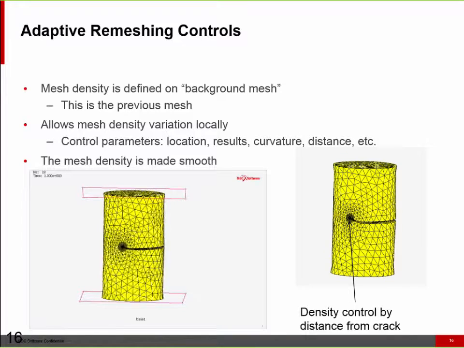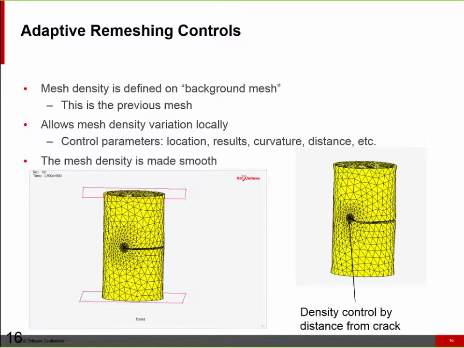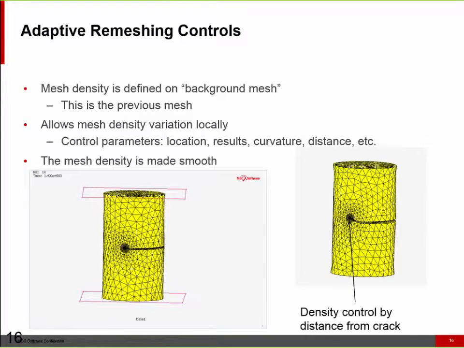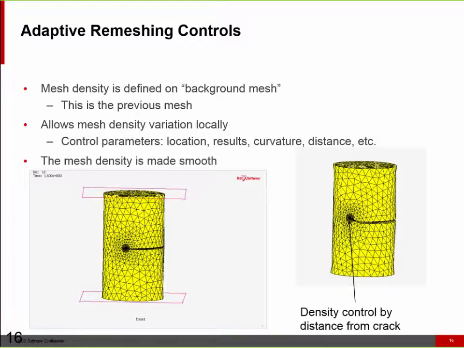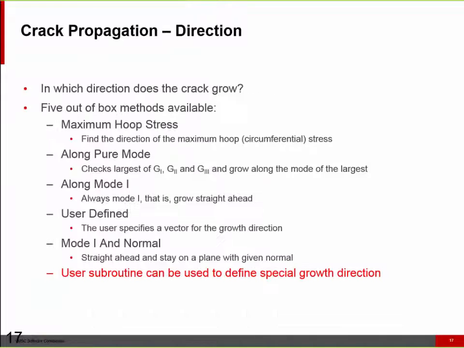For the new mesh, we can define a global mesh size and define some local mesh refinements based on different criteria. For example, we can create refined mesh near the crack tip, and we can have refined mesh for areas with high stress results. For crack propagation direction, Marc also provides 5 out-of-box methods. And the user can define his own crack growth direction by using a user routine.